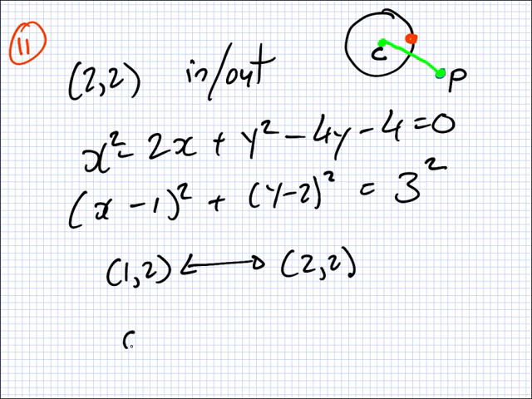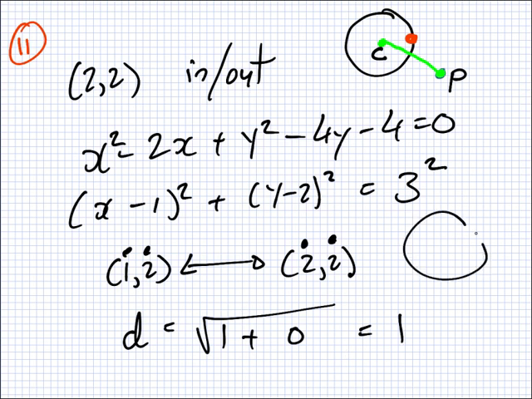So the formula is the difference between the x's. The difference between 1 and 2 is 1, squared, 1. And the difference between 2 and 2 is 0, squared, 0. The distance is 1. The radius is 3. So you have a radius of 3, and the distance between the center and the point is 1. So the answer is it must be inside.